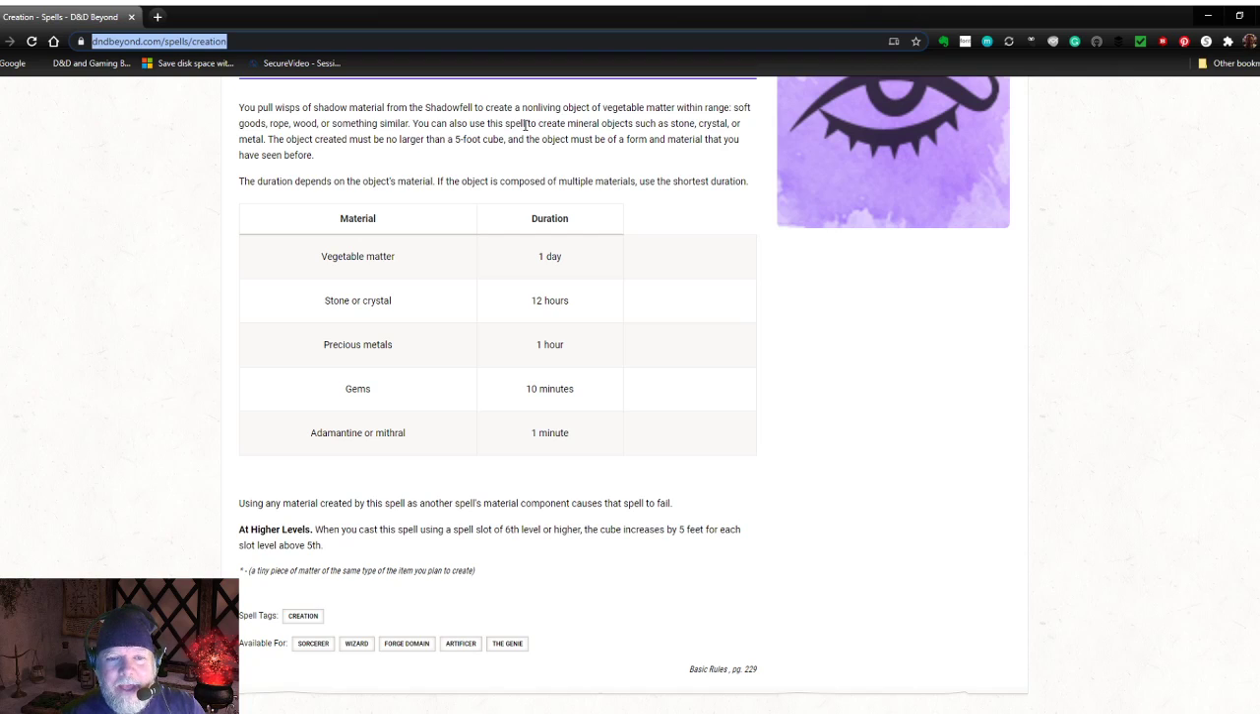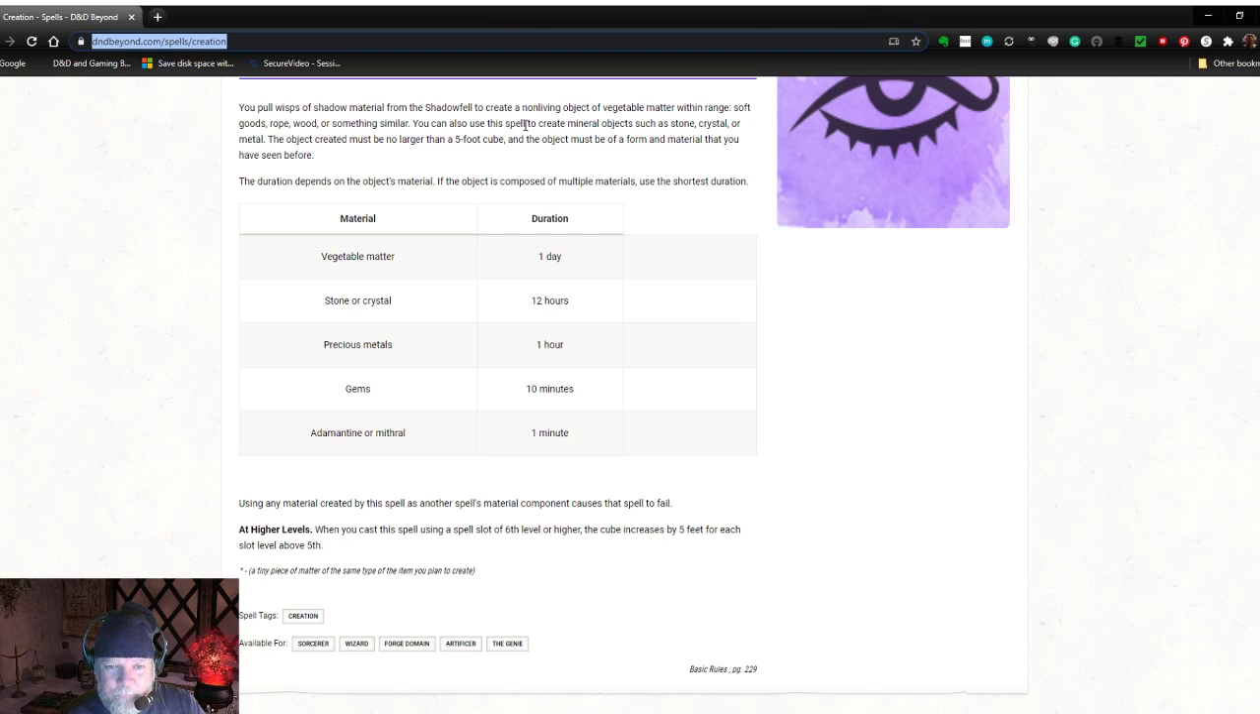Now, you can create stone or crystal that would last 12 hours, precious metals that would last 1 hour, gems that will last 10 minutes, and adamantine or mithril that will last 1 minute.